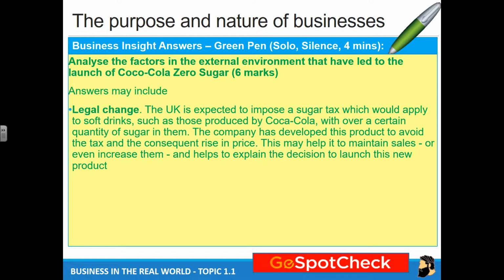There was a legal change. That was the most obvious one. The legal change being the sugar tax that's been applied. You should have taken that out from the case and explained that this is something that's being done. It's out of Coca-Cola's hands. They cannot ignore it. If they do, it's a legislation, a law they're breaking, and that will be bad for their reputation as well as being fined. So they can't ignore it.